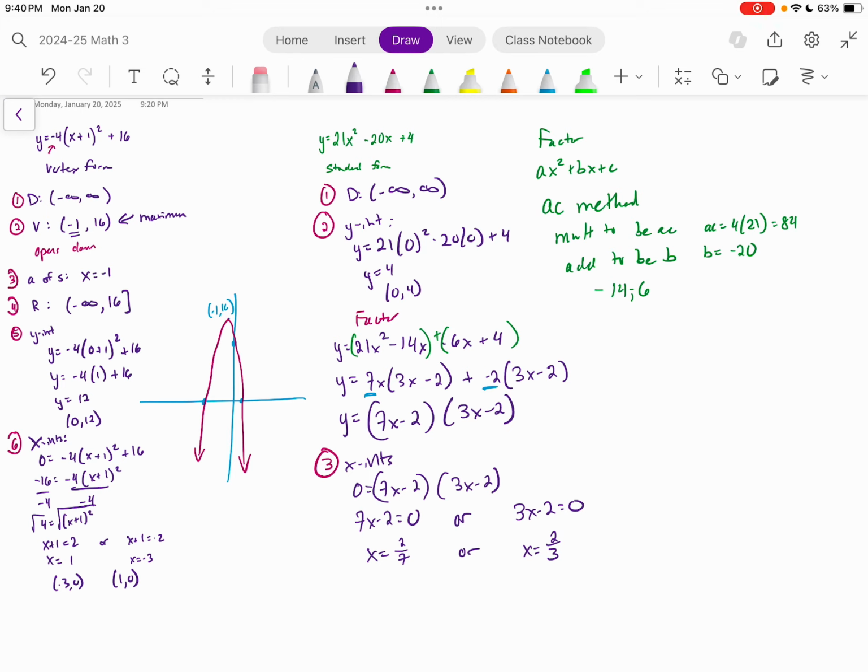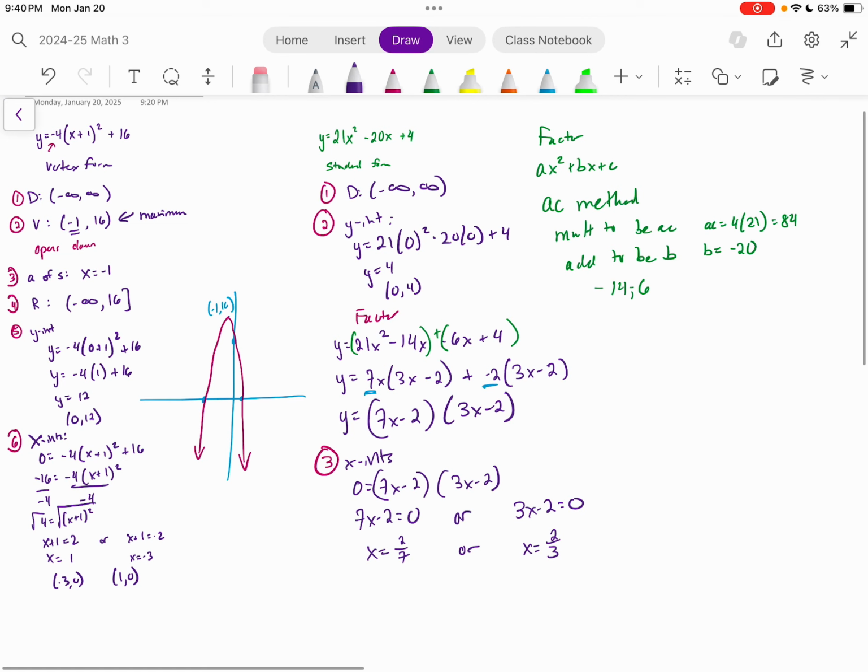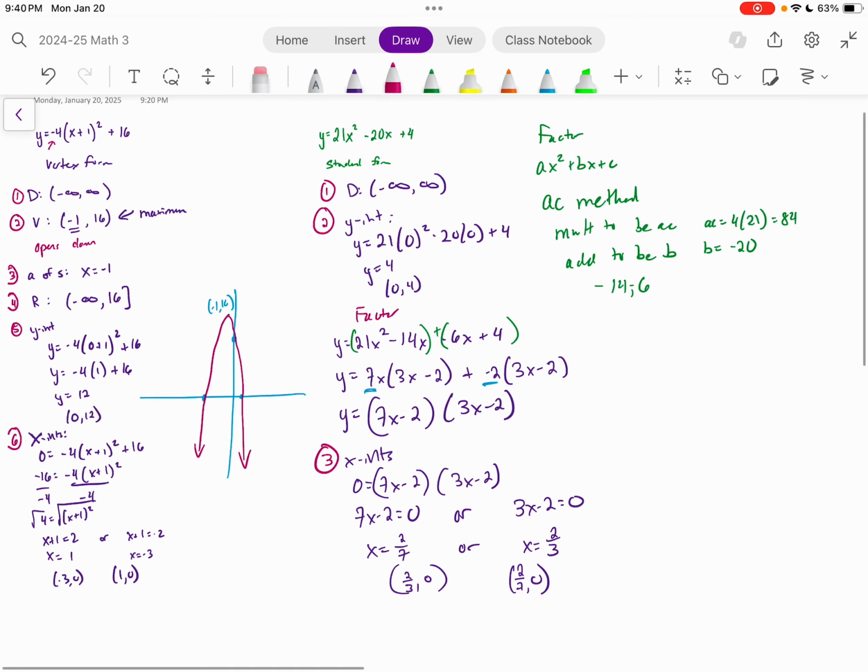Okay. Well, these numbers aren't great in terms of messiness here, but we're gonna work our way through it. Okay, so my x-intercepts are 2/3, 0, and 2/7, 0. That's kind of messy. Okay, so can we find the axis of symmetry from that?